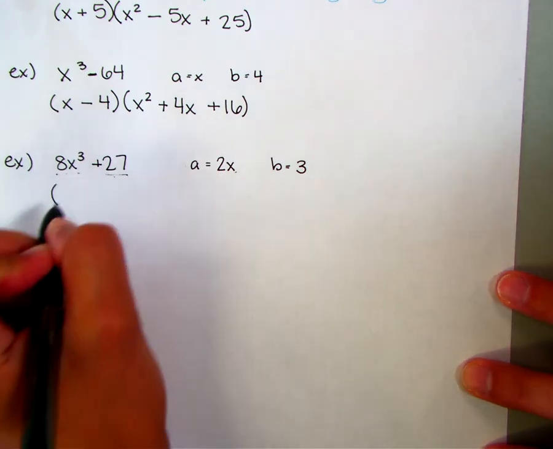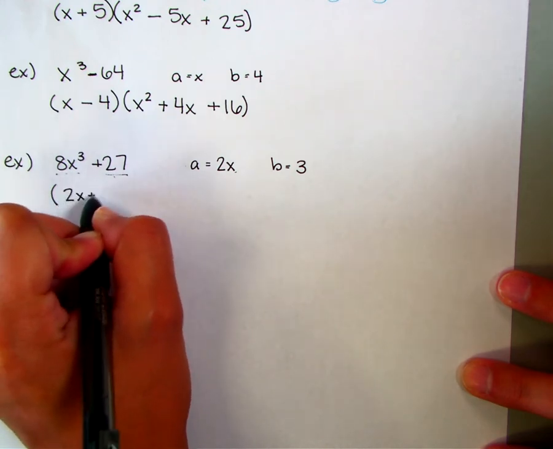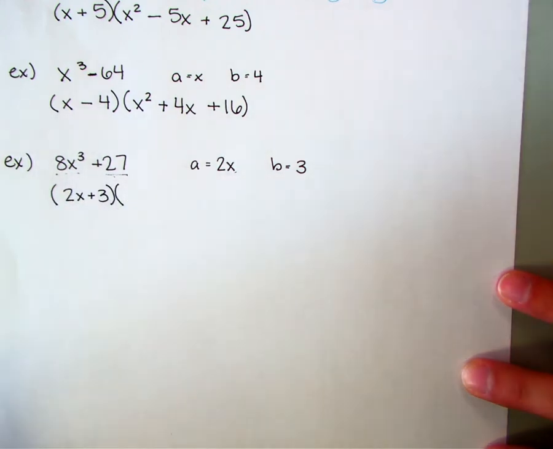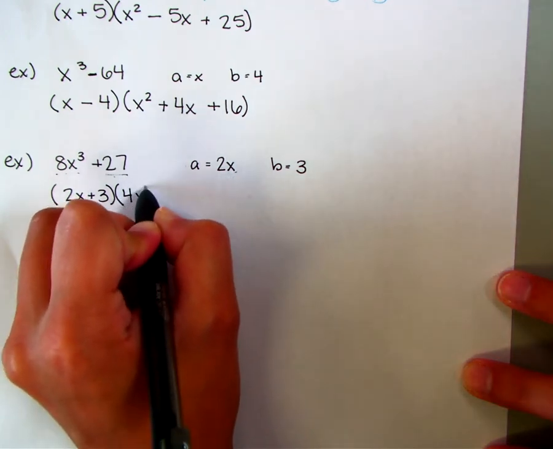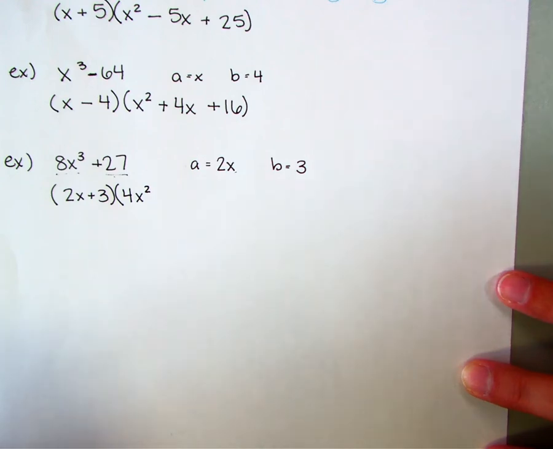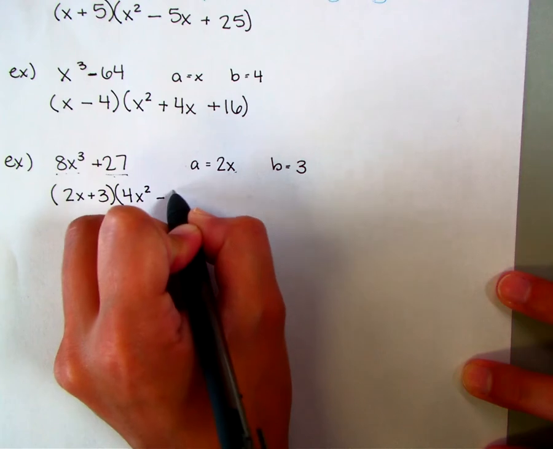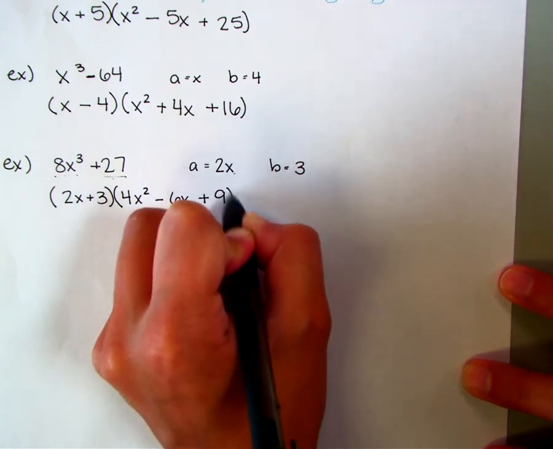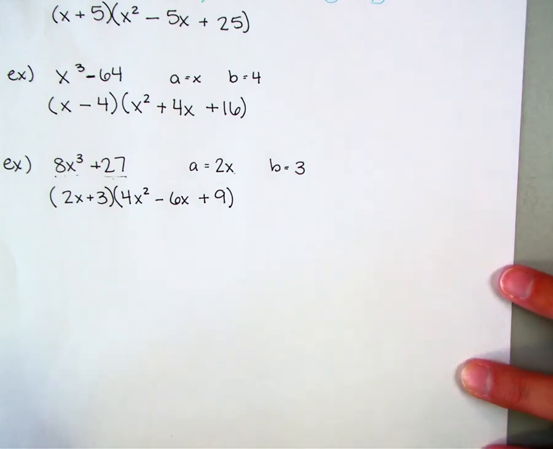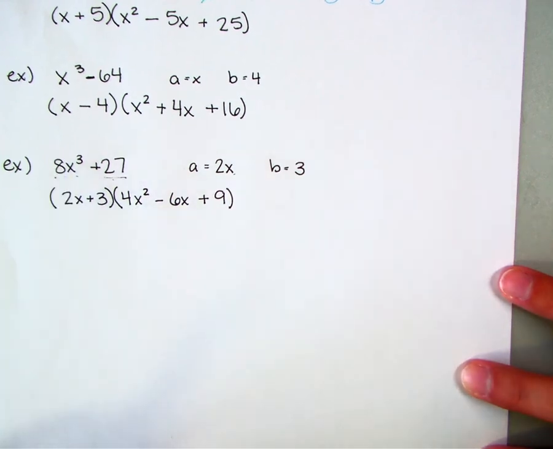And so then when we factor it out, we still have a plus b, so we'll have 2x plus 3. And then we'll have a squared, so 2x squared would be 4x squared, minus a times b, so minus 2x times 3, which would be 6x, and then plus b squared, so plus 3 squared, which is 9. And of course, you can check it by multiplying, so 2x times 4x squared does give you the 8x cubed. You can always think about it that way.